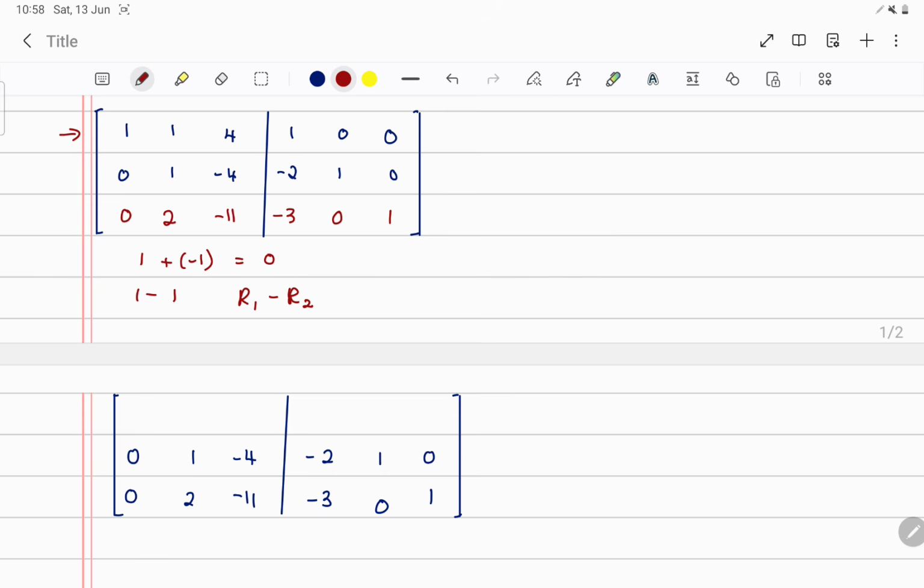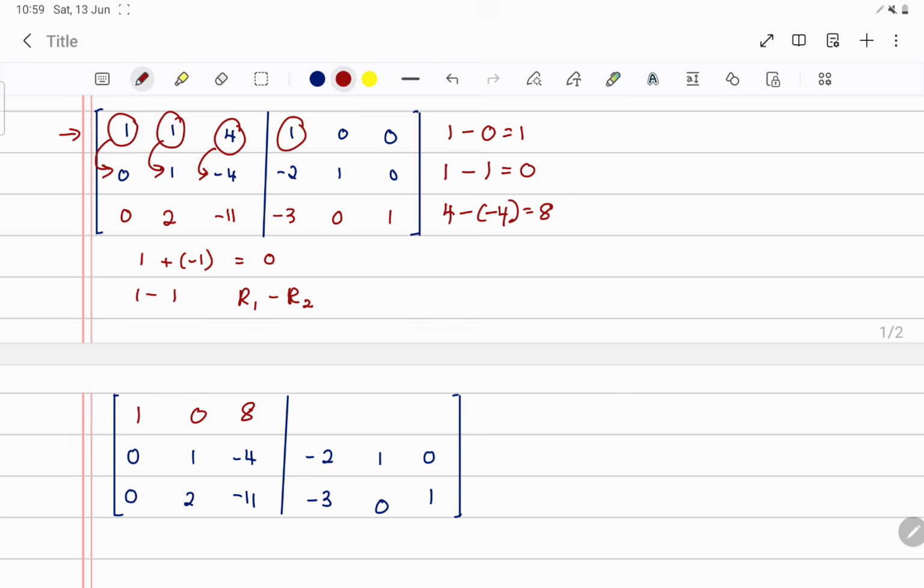So right now R1 minus R2, so we have 1 minus R2, which is 0. So minus 0 equal to 1, then you put 1 here. The next one, R1 1 minus R2, which is also 1, equal to 0. Then you put 0 here. The next one, 4 minus negative 4. Then you're going to get equal to 8. So you put 8 here.